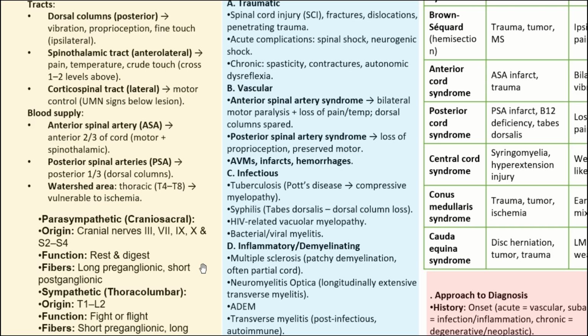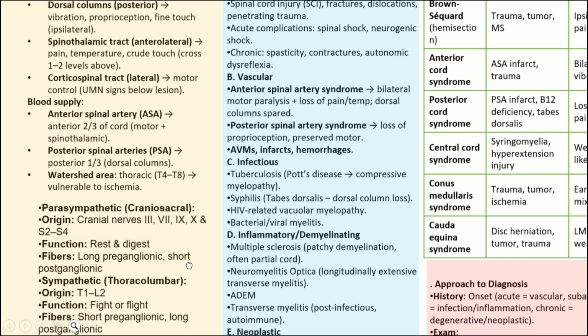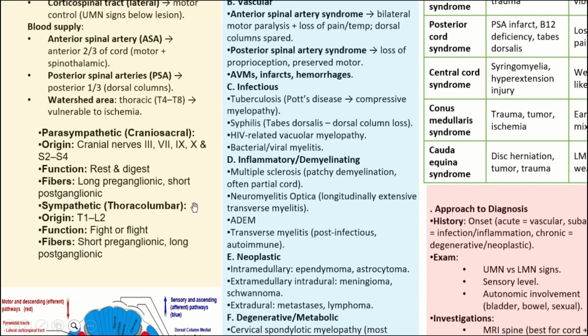Then another important concept to master when it comes to the spinal arrangement or the spinal nerves is going to be the parasympathetic and the sympathetic. So the parasympathetic has what we call a craniosacral arrangement. The parasympathetic nerves are going to come from the cranial nerves, which have their nuclei in the brainstem, as well as from the sacral nerves, which are down.